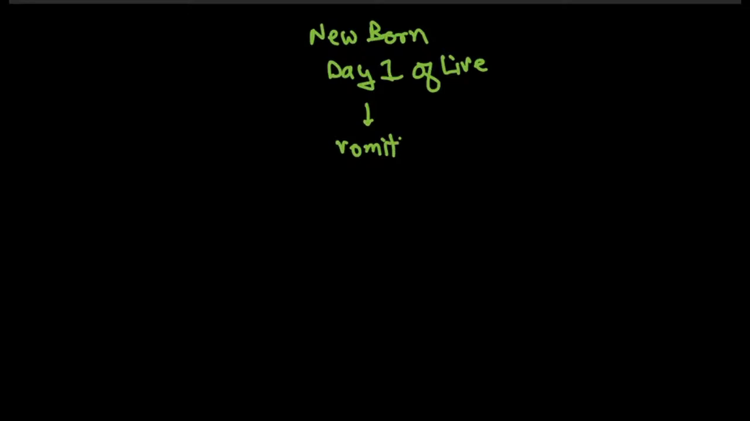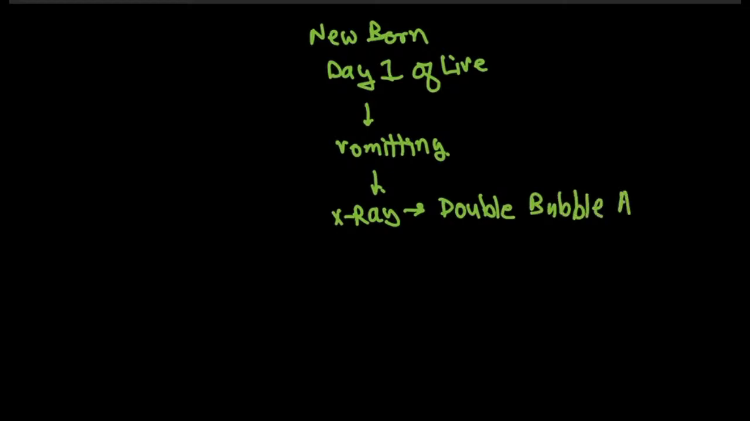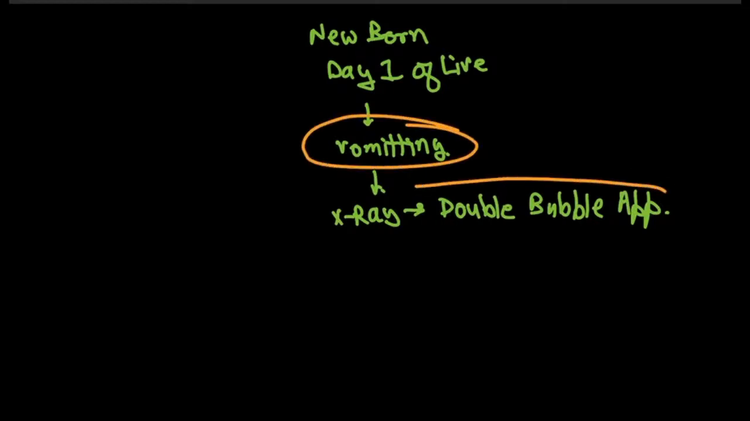So let me give you a clinical scenario. Let's say there is a newborn child, day one of life, and the patient is coming to you with vomiting. So you suspect that the child might be having some intestinal obstruction, and you order an X-ray. On the X-ray, you get a double bubble appearance. So what is the diagnosis, guys? Vomiting with a double bubble appearance, what is the diagnosis?